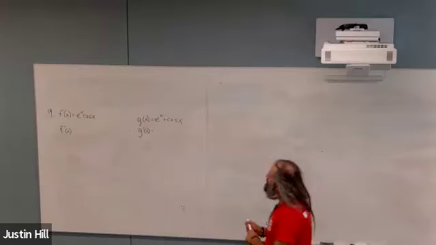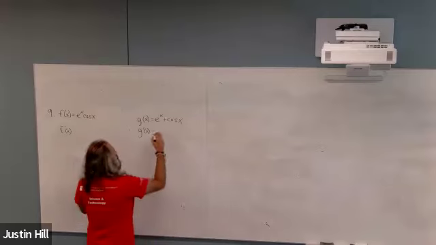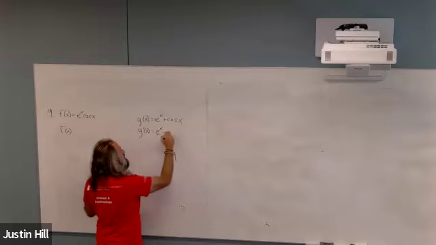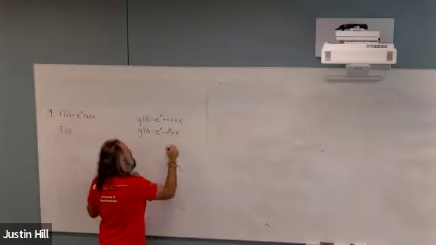So what are you guys getting for the derivative? So the derivative of e to the x is e to the x, and the derivative of cosine x is negative sine x. So that would be my derivative.